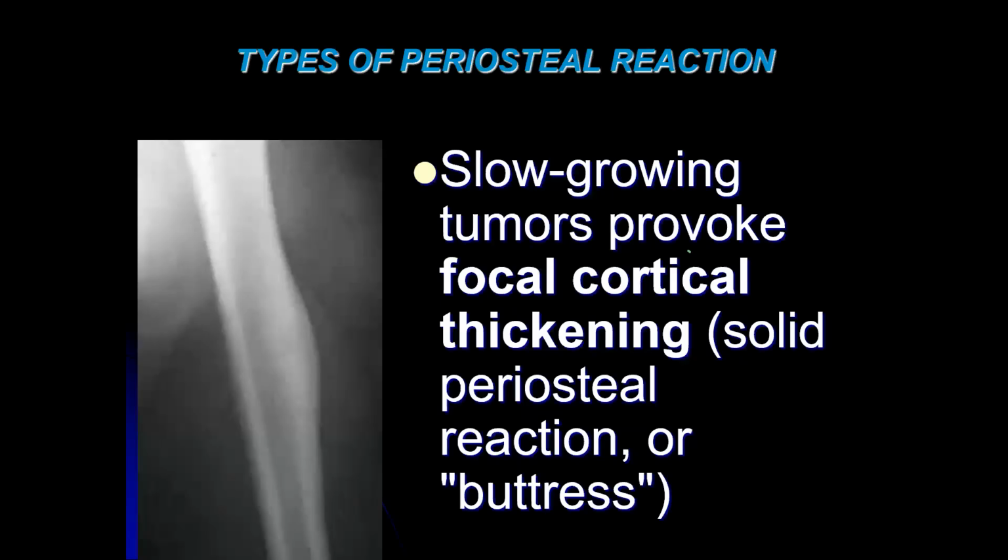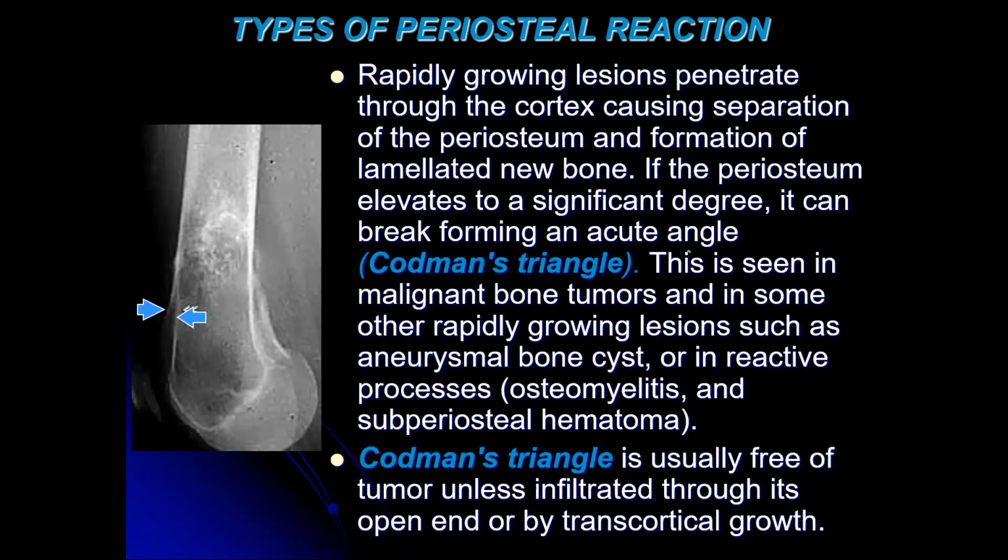Types of periosteal reaction. Slow-growing tumors provoke focal cortical thickening, a solid periosteal reaction or buttress. So I repeat, slow-growing tumors provoke focal cortical thickening. Rapidly growing lesions penetrate through the cortex, causing separation of the periosteum and formation of lamellated new bone.